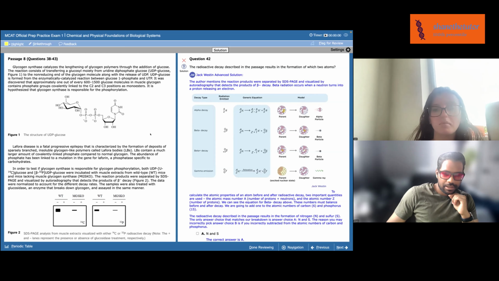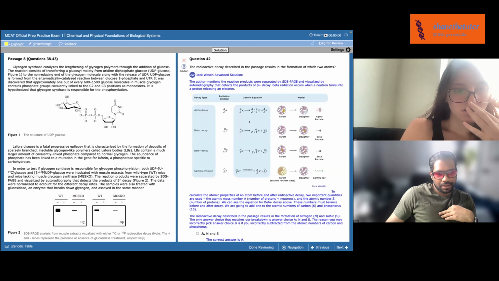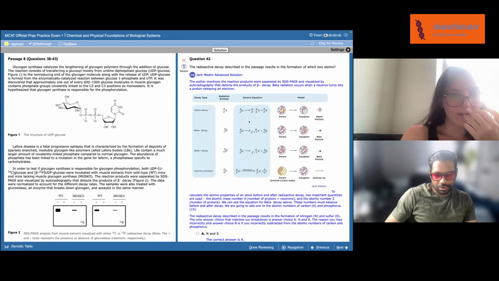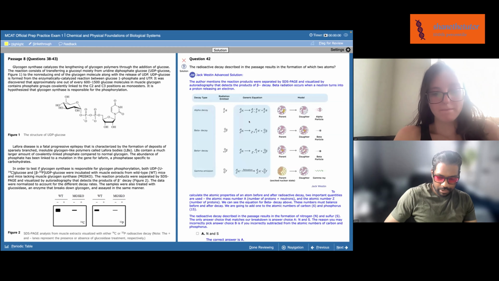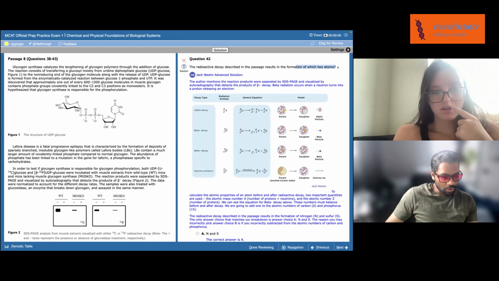Yeah, but I remember I was really confused about this one because I was like, what do you mean, what atoms? Like it says, it results in the formation of which two atoms? I really didn't know what they were asking. So we know that radioactive, so what can you tell me about radioactive decay? What happens?